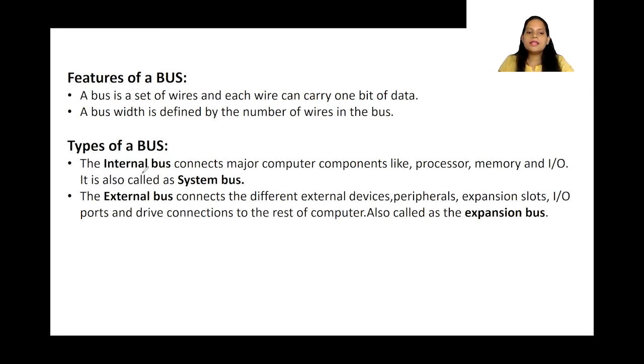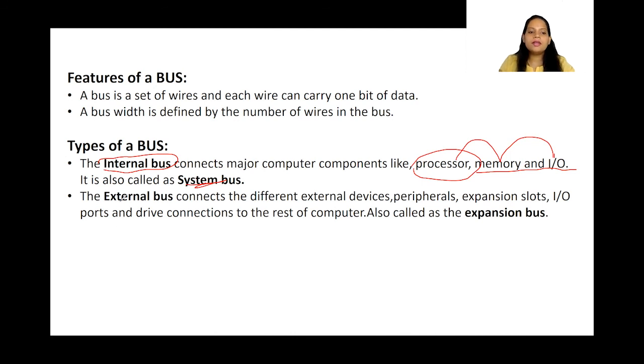The types of bus are internal bus and external bus. What is an internal bus? Internal bus basically connects the processor, memory, and input output. Wherever there is a data flow, control signal flow, or address flow happening between the input output devices, memory, and processor, that is done by the internal bus. This is also called the system bus. This we saw in the image in the previous slide.